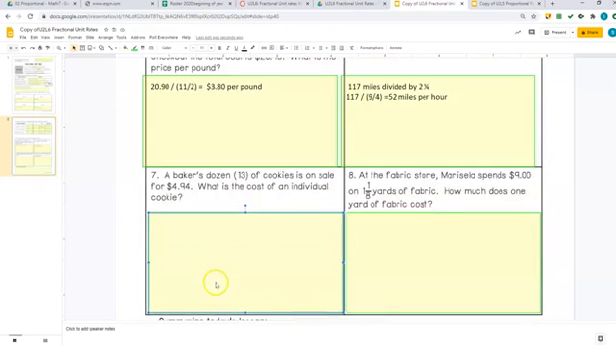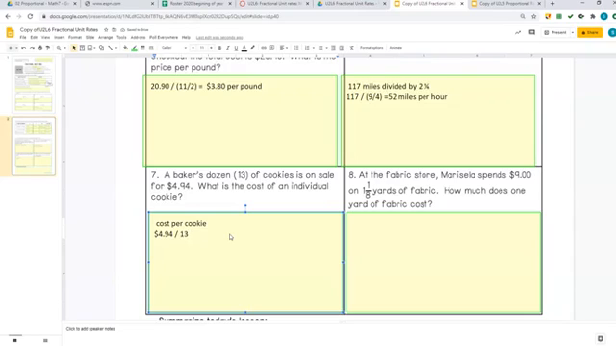Okay, so now in this case, what is the cost of an individual cookie? So we're looking at the cost per cookie. So here we're going to take our cost, $4.94 divided by 13. Okay, so let's do our division. We figure that out, and it comes out to be 38 cents per cookie.